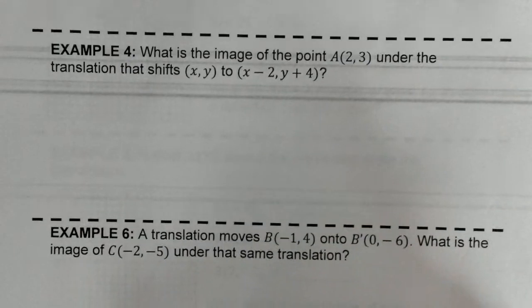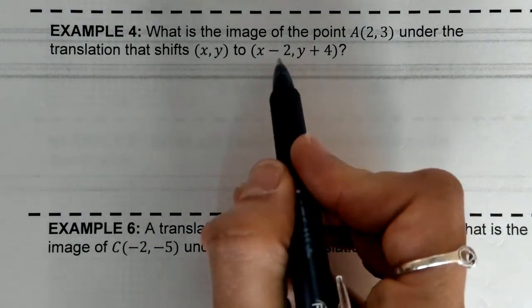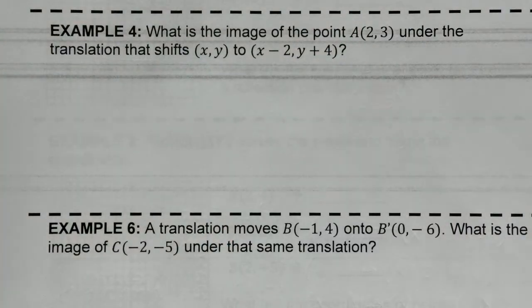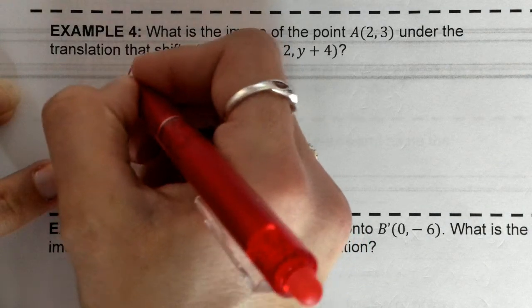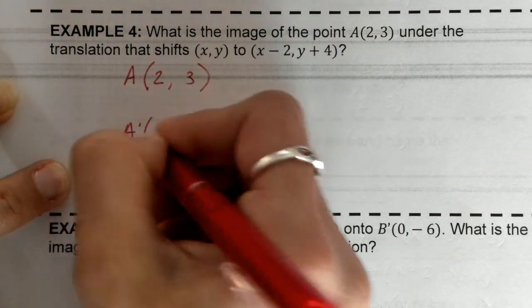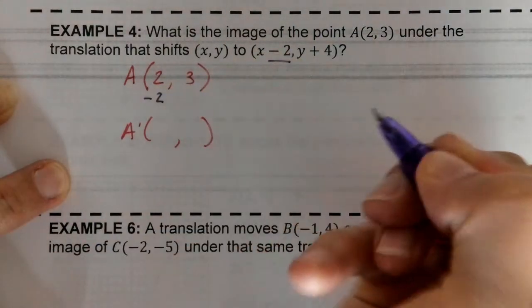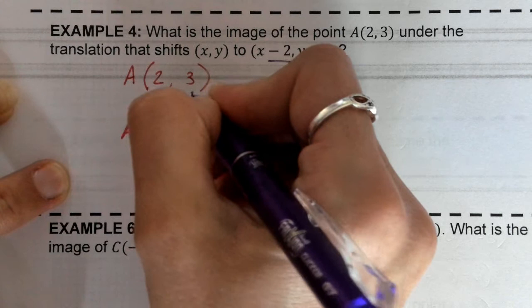Okay, I really highly suggest you pause it and try this on your own. Example 4 is exactly like we did on example 1. We're just going to take the coordinates and we're going to subtract the 2 and add the 4. Okay, so we're going to take point A at (2, 3), and we're going to figure out what A prime is going to be. So in order to do that, we want to make sure that we're subtracting 2 from the x, and we're going to add 4 to the y.